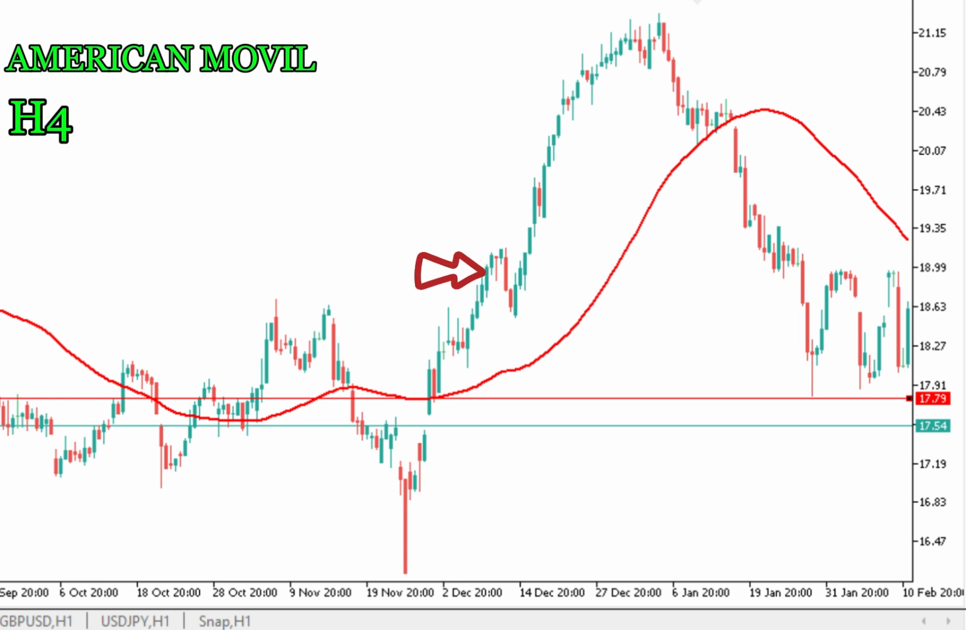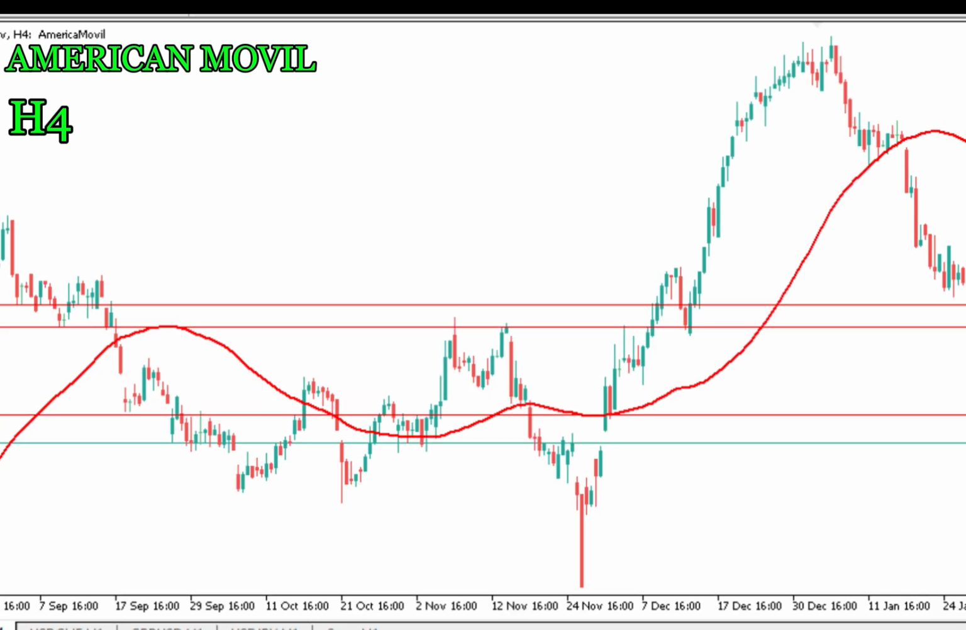Then the second condition is wait for a pullback close to the 50 moving average or a pullback that touches the 50 moving average. In this scenario right here, we had a pullback close to the 50 moving average, as you can see right here. That means our second condition has been met. Then the third condition is the pullback must be at the point of value. As you can see right here, this point has been tested almost thrice in the past, right here and here, even here. It means this is a very strong point of value, meaning our third condition has been met.